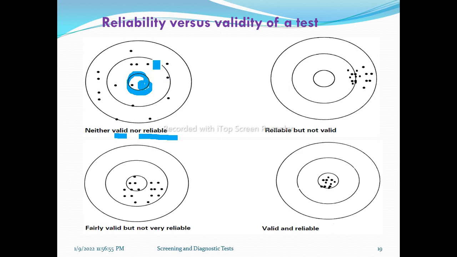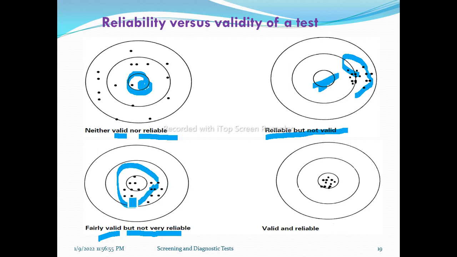But when the findings are close to each other, we can say they are reliable. If they are far apart and not found on the target area, they are neither valid nor reliable. This is reliable but not valid: they are close to each other but not found here, so not valid. This is fairly valid but not reliable: it is almost close to this area. This is valid but not reliable. But this one is both valid and reliable.